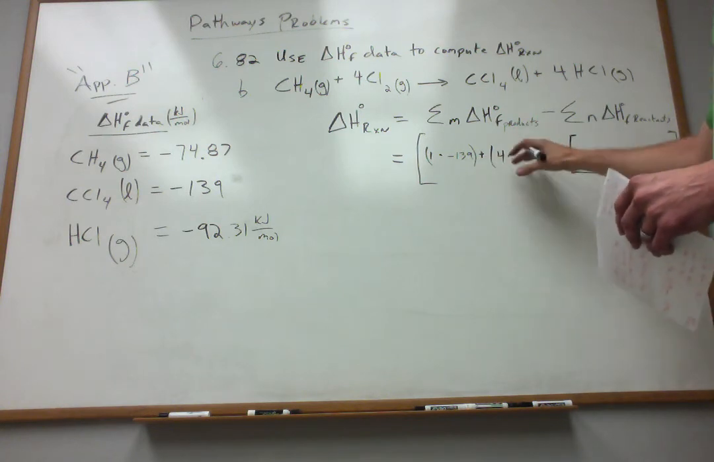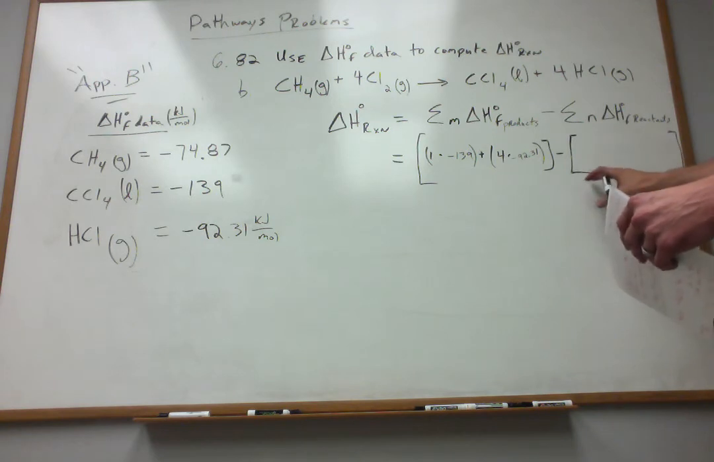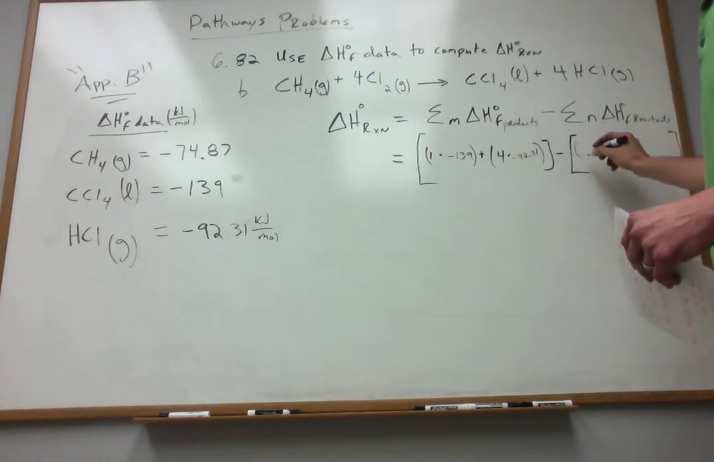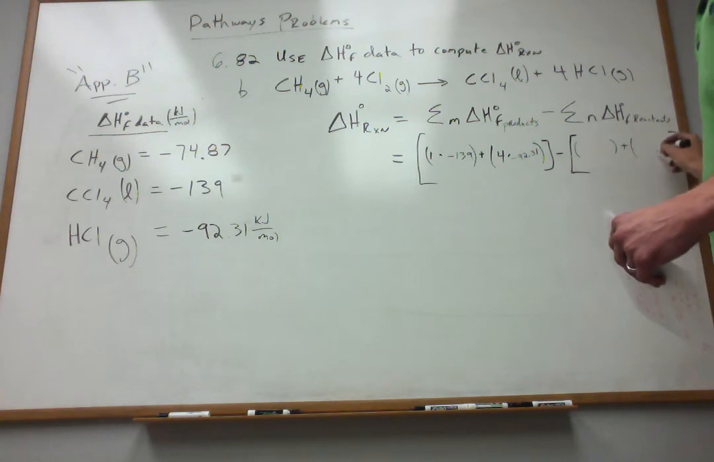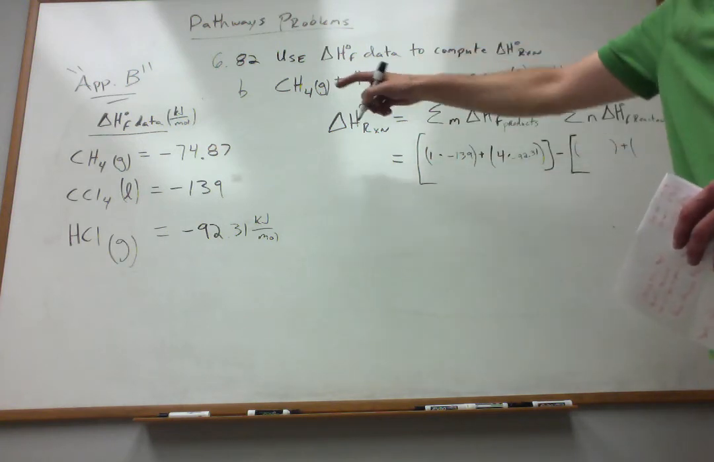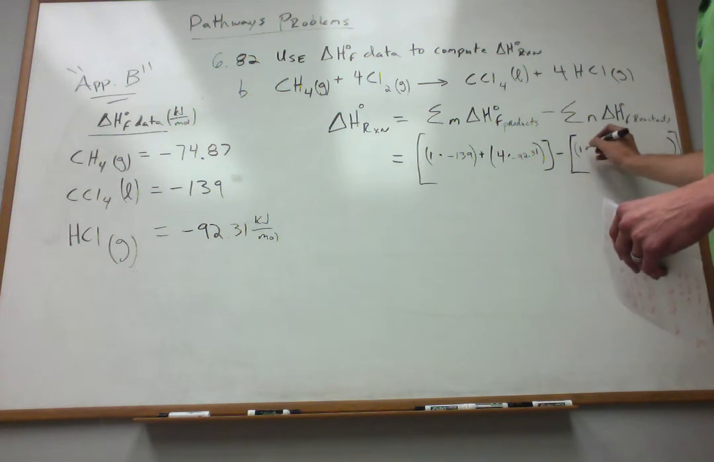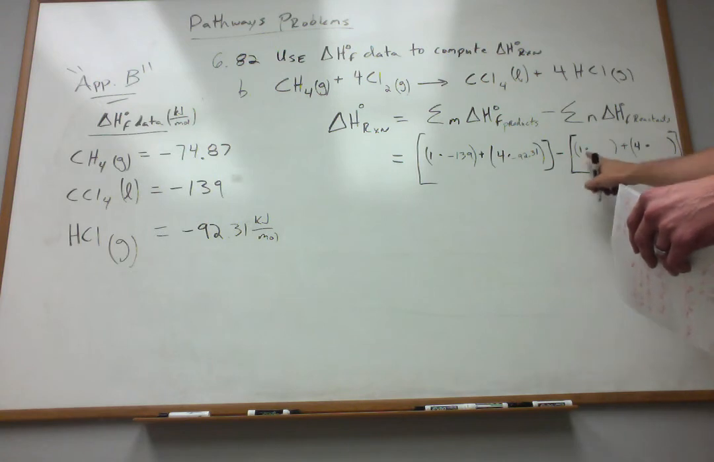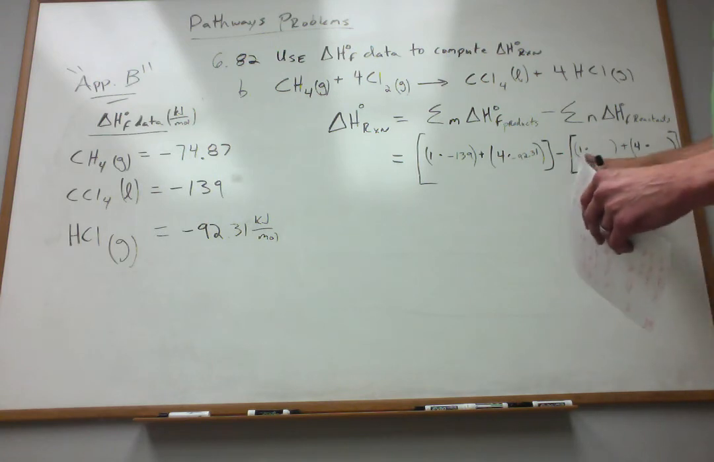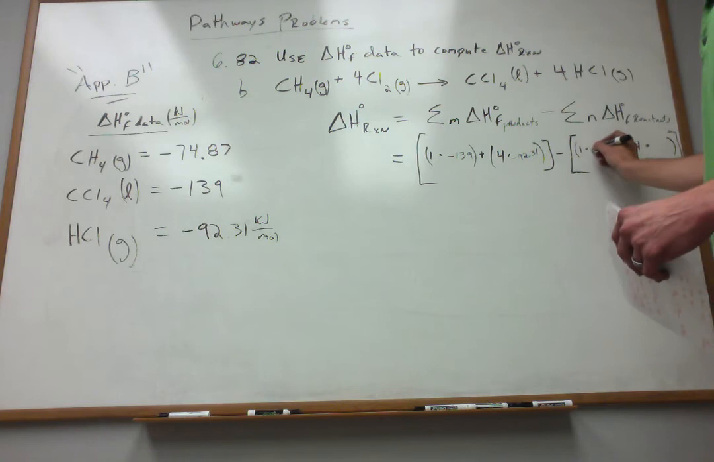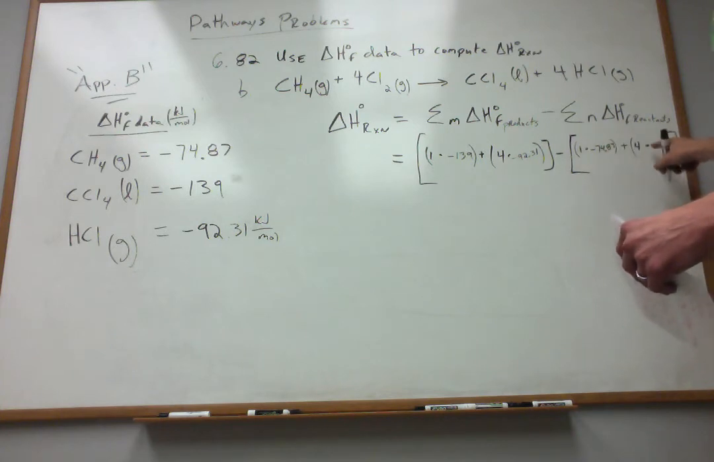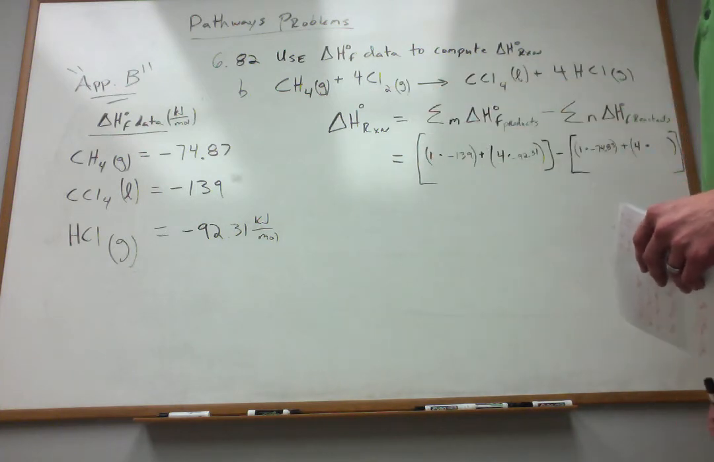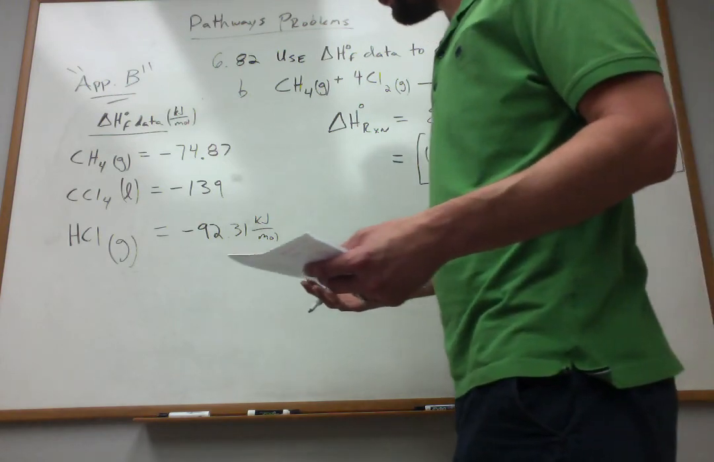Now from the term for the products, I need to subtract a similar term for the reactants. How many reactants do I have? Looks like I have 2, this guy and this guy. The methane has a coefficient of 1, the chlorine has a coefficient of 4. From the balanced chemical equation, I need to multiply 1 times methane's enthalpy of formation, which is negative 74.87. And then I need to multiply 4 times chlorine's value. Oh, wait, where's the chlorine value? There's no value for chlorine.